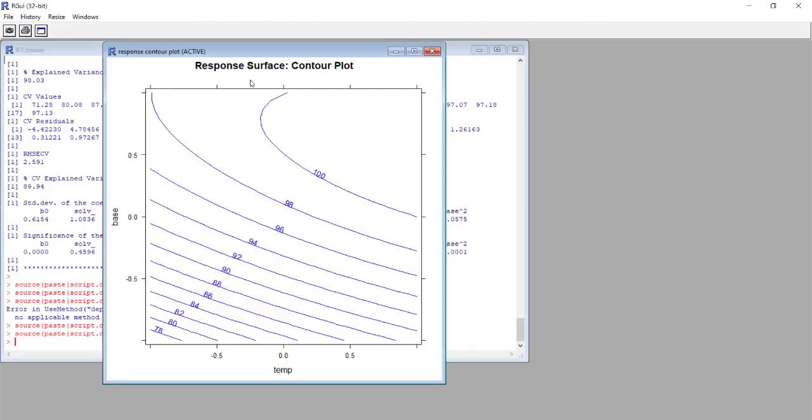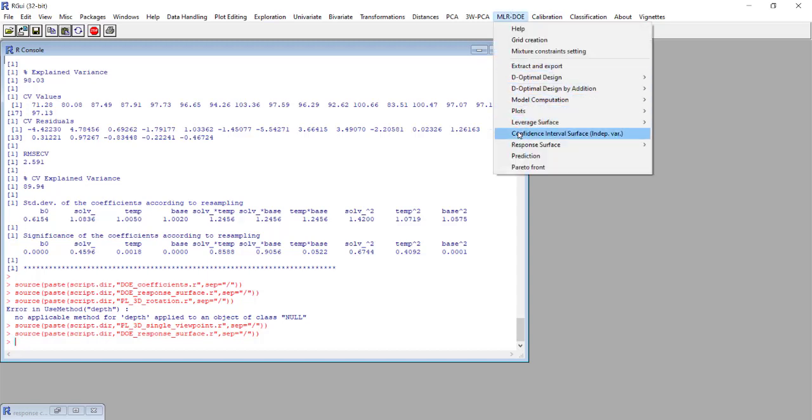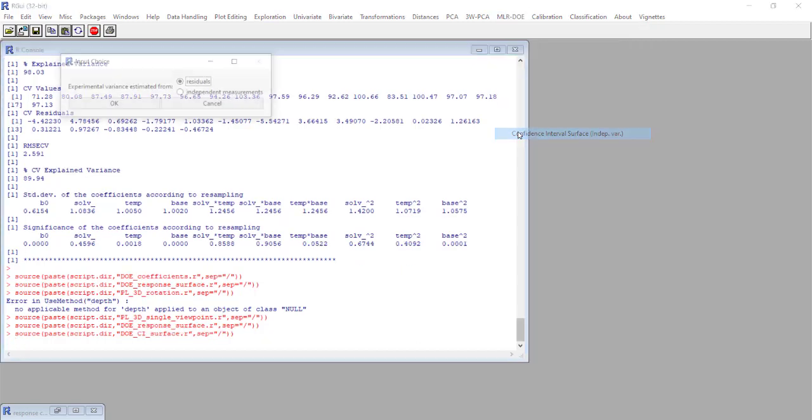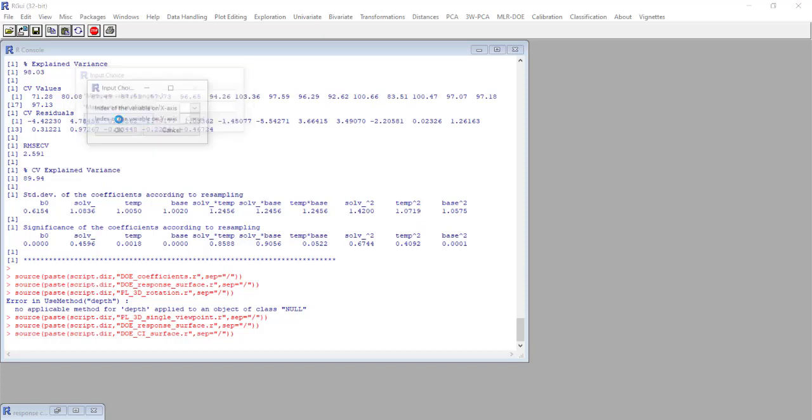Another very important feature that can be used at this point is related to the response surface. We can have a new plot where we have the data related to the confidence interval surface at different points. So we select this. Again, the experimental variance is estimated from the residuals, okay, the full range, minus 1 to plus 1. We select the same variables, 2 and 3, and the variable 1 at level 0.